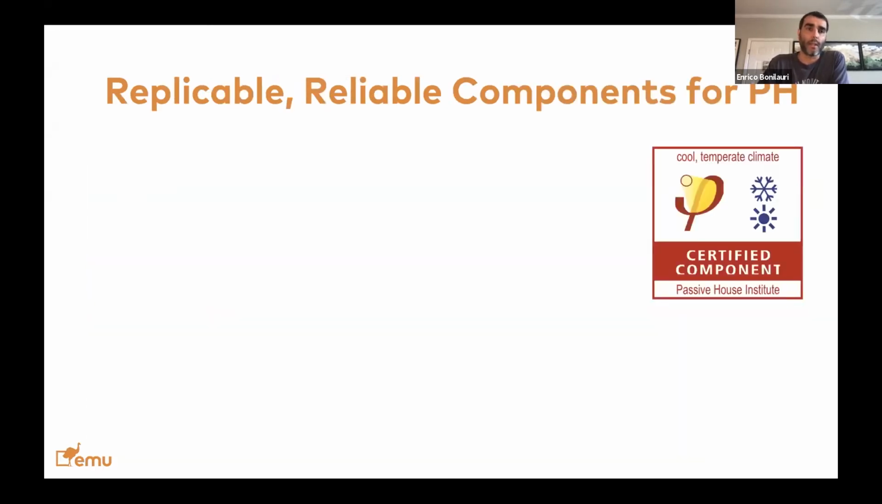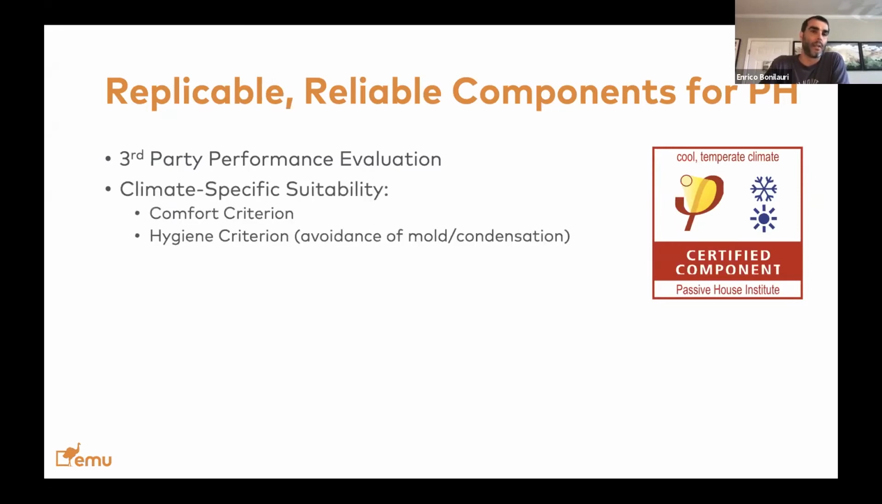So the reason to have this kind of third-party certification is to have a third party assessing the actual performance of a product. And so specifiers and architects can actually look at databases and find products that are comparable as far as performance, and that performance is evaluated by third parties.